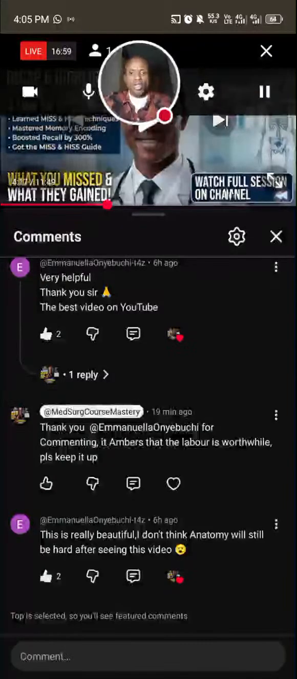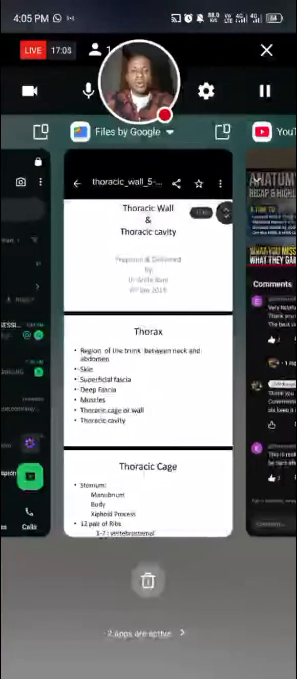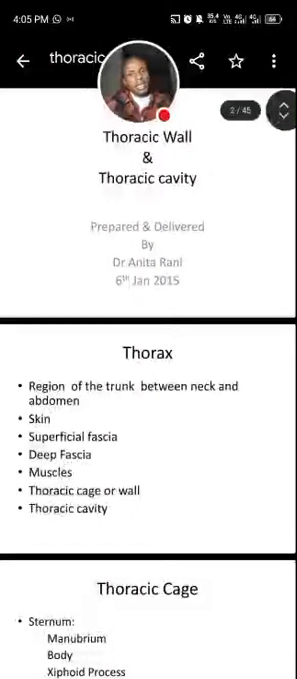So moving away from here, we want to look at the thoracic wall. In the morning and the day before, we looked at the thoracic joint and thoracic inlet. That was yesterday.